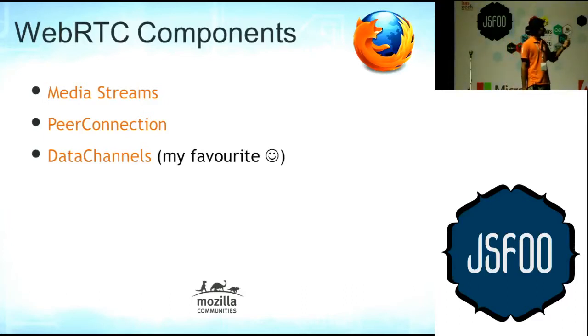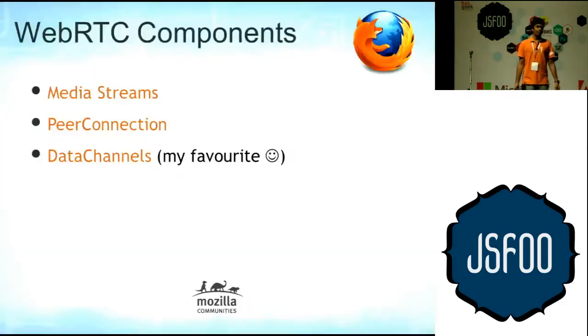Peer connection allows you to make a peer-to-peer connection between browsers. So it's like a decentralized network. The next part is data channels. That's my favorite part, because with data channels you can exchange data peer-to-peer with any browser. You can just connect to someone, and the data is all transferred peer-to-peer.